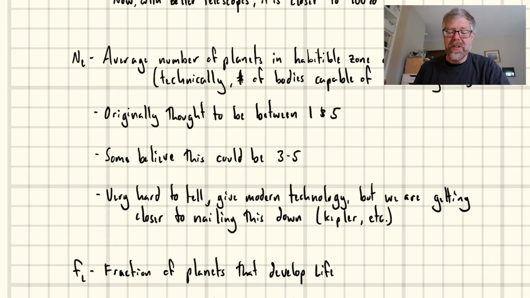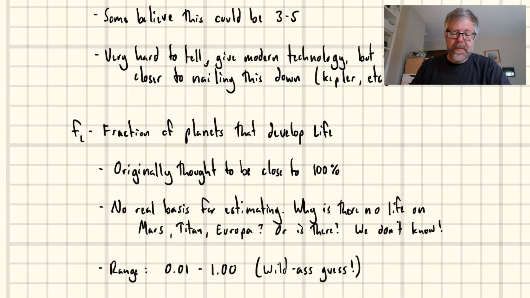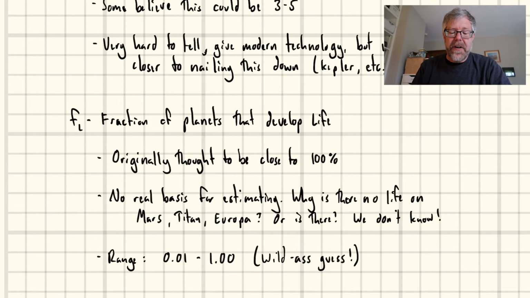We can't really address this right now, but we can estimate. Okay, so FL is the fraction of planets that actually develop life. That was originally thought to be close to about 100%. But we really have no basis for estimating this whatsoever. We basically say things like, well, Earth developed life, therefore every planet in the habitable zone must develop life.